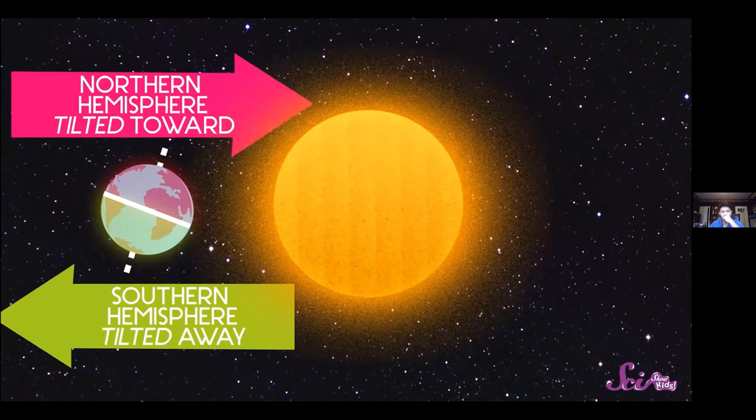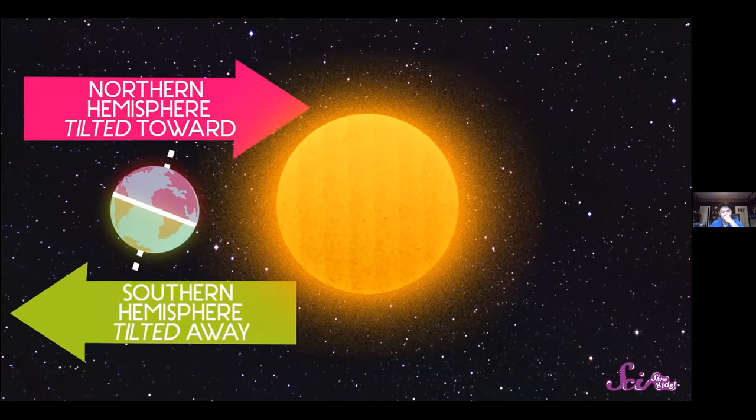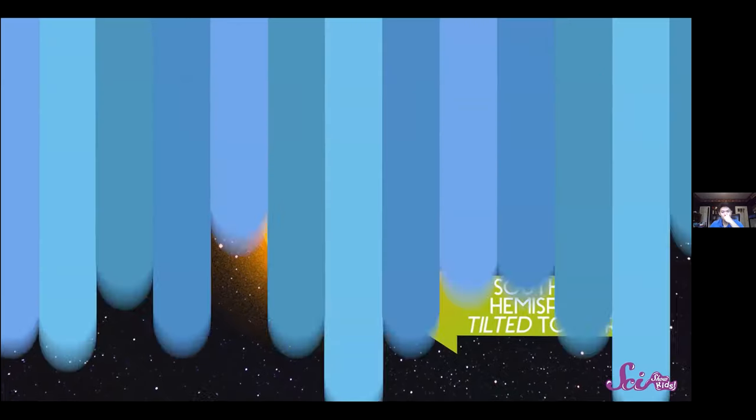Sometimes during the year, part of the Earth tilts toward the sun. Sometimes it tilts away from the sun. When the part of the planet you're on is tilted toward the sun, it's, you guessed it, summer. When it's tilted away from the sun, it's, yep, winter. And when it's in between, well, the weather's pretty much in between too. That's when we have spring and autumn. They're both a little bit warm and a little bit cool and often windy.